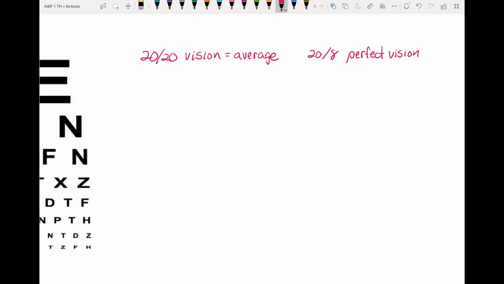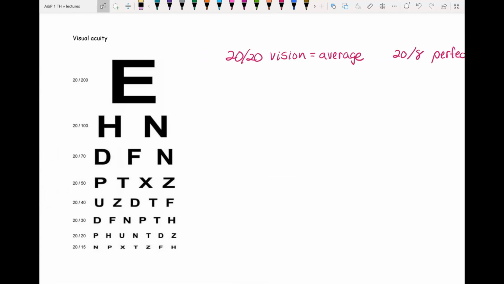So let's look at these numbers. The 20s are distances from the chart. So you have this Snellen chart. The 20 is how many feet you are from the chart. So the first number always represents you. This means you are 20 feet from the chart. The second number represents the average person. So this means the average person is 20 feet from the chart.